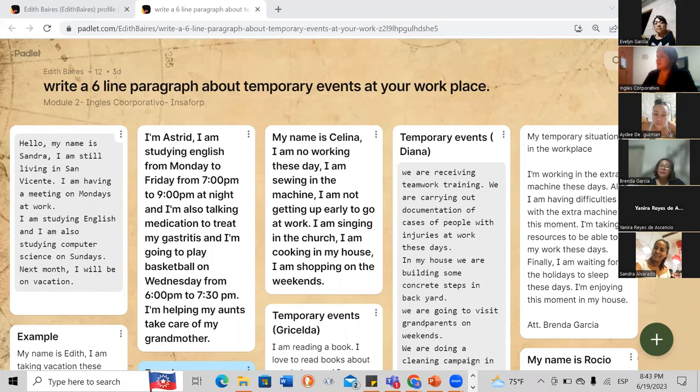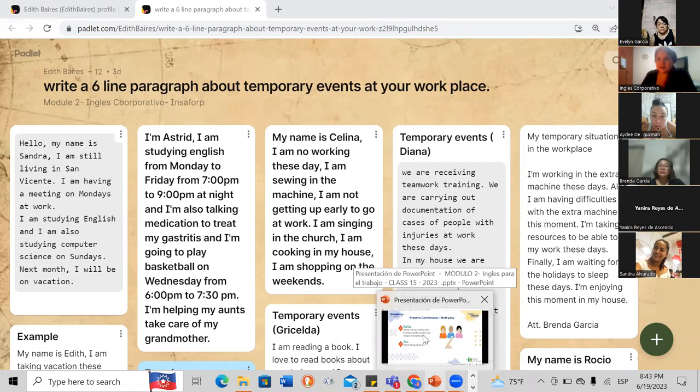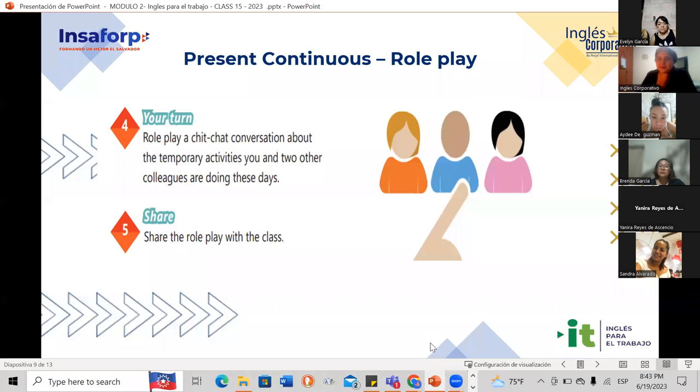No entendí, ¿de qué vamos a hacer los dichos? Ok, van a hablar, ¿se acuerdan que aquí hablaron de temporary events in your workplace? Hablaron de lo que ustedes usualmente hacen en sus trabajos, también, o también en su casa. Entonces, yes. Now you're going to have a conversation. Van a hacer una conversación. Conversación, ¿ok? Como un role play.